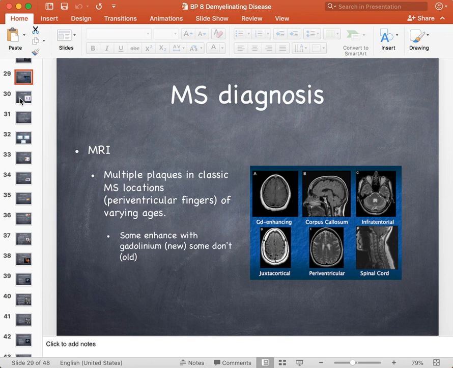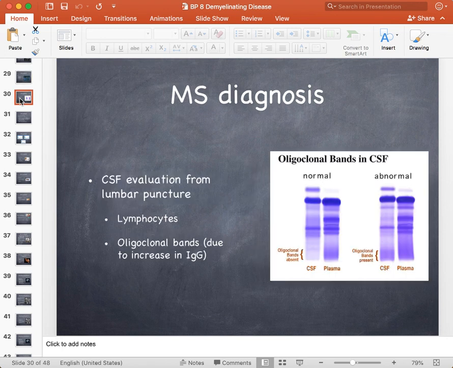Okay, so CSF evaluation via lumbar puncture, oligoclonal bands. Normal here is you have an absence of these bands on CSF analysis, and then abnormal is when you have enhanced oligoclonal bands. This is an increase in IgG, I believe, and it tends to indicate lymphocytes in the CSF. Is that fair? How am I doing?